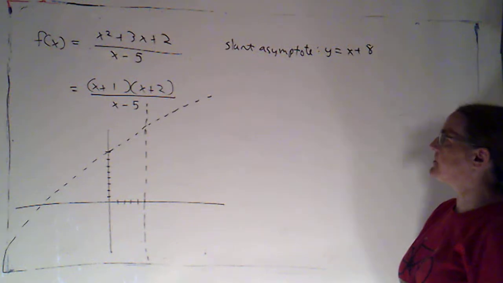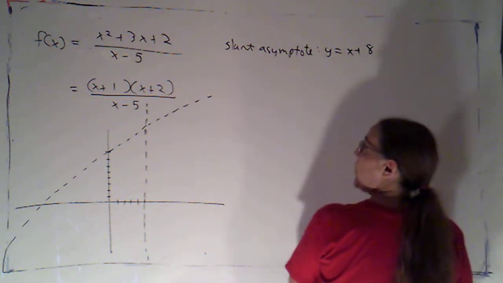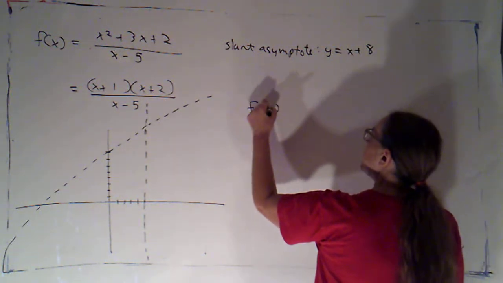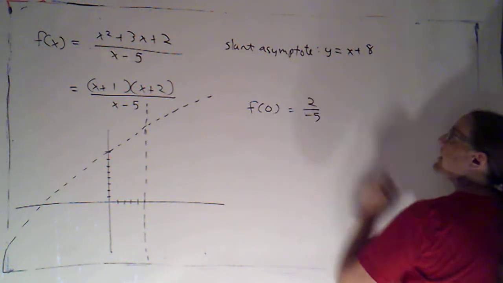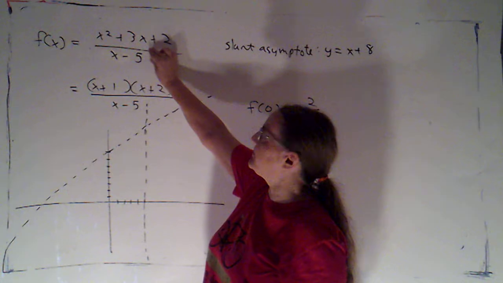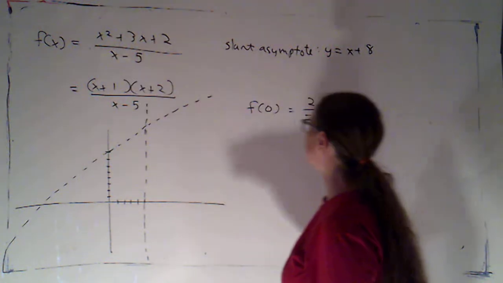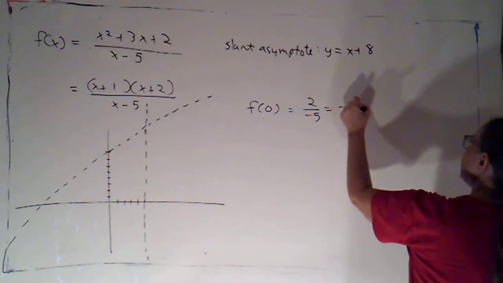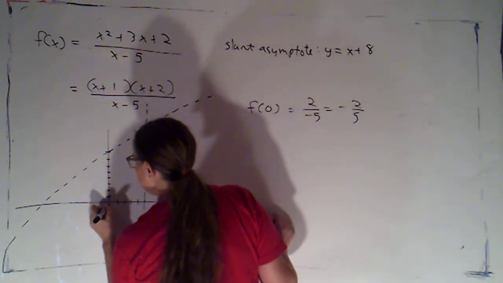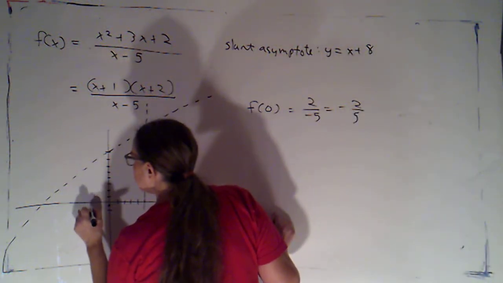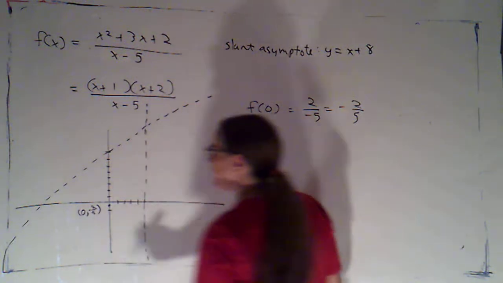Let's get some intercepts. If I look at the y-intercept, its y value will be f of 0. That's just going to be 2 over negative 5. Easiest, I think, to plug in here, because that just kills off all the terms with x's. So that's just negative 2/5. So my y-intercept will be down here, 0, negative 2/5.